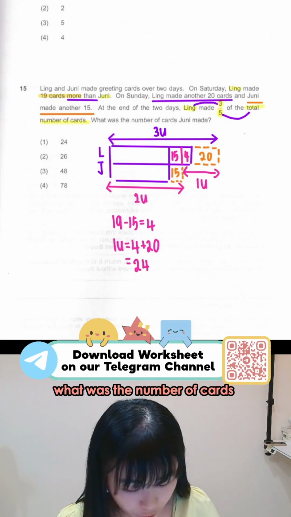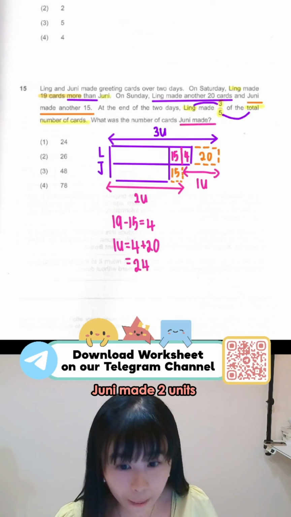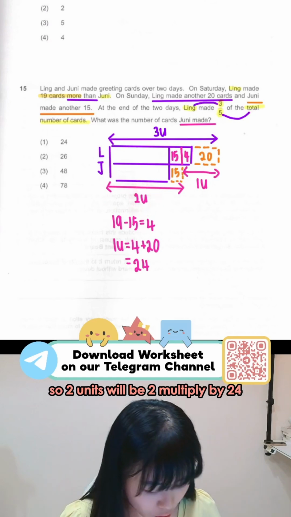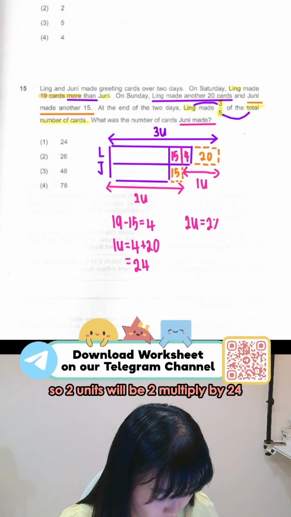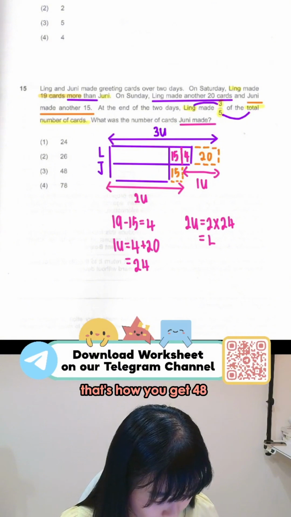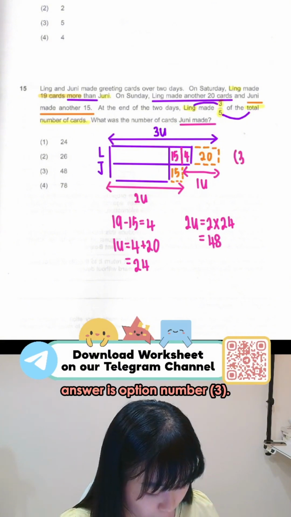What was the number of cards Junie made? Junie made 2 units, right? So 2 units will be 2 multiplied by 24. That's how you get 48. Okay, the answer is option number 3.